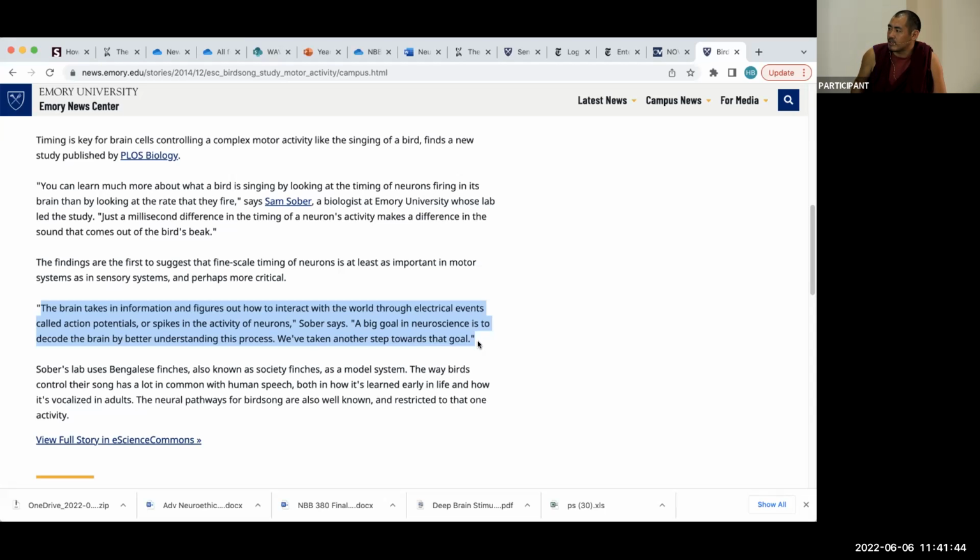The brain takes in information and figures out how to interact with the world through the electric event called the action potential.